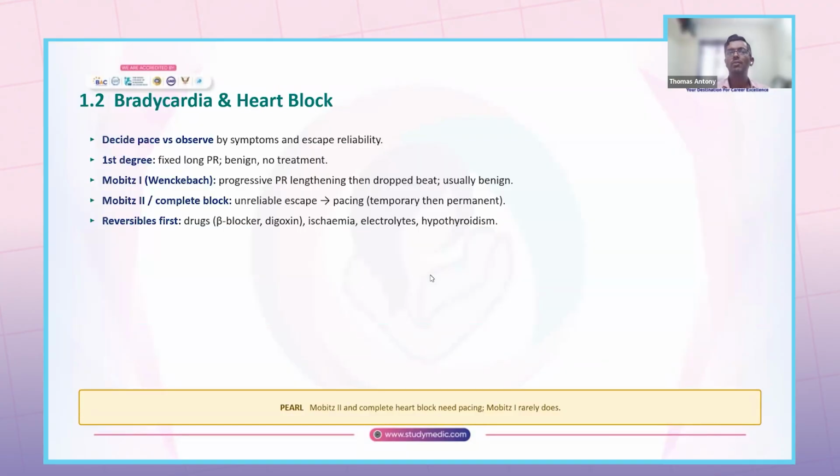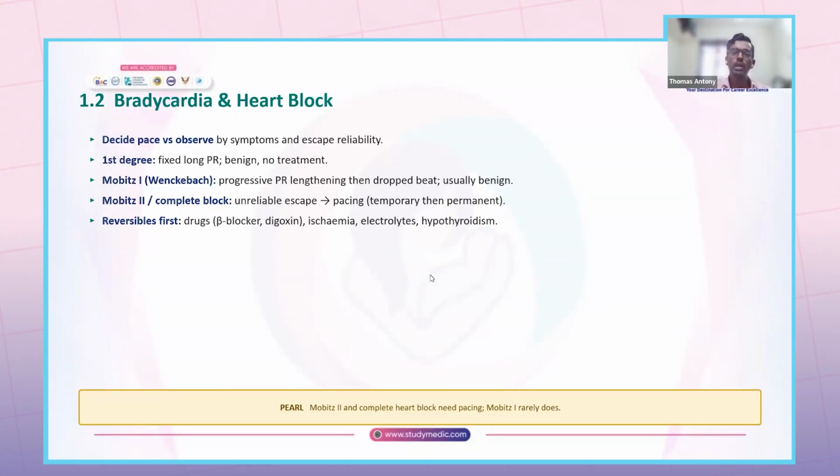So we have discussed a few supraventricular tachyarrhythmias. Now we have bradycardia and heart block. This is also equally important. The decision to pace is guided by symptoms and escape level. I'll be talking about that. That means whether to intervene or not depends upon the clinical stability of the patient and the escape reliability of the rhythm.